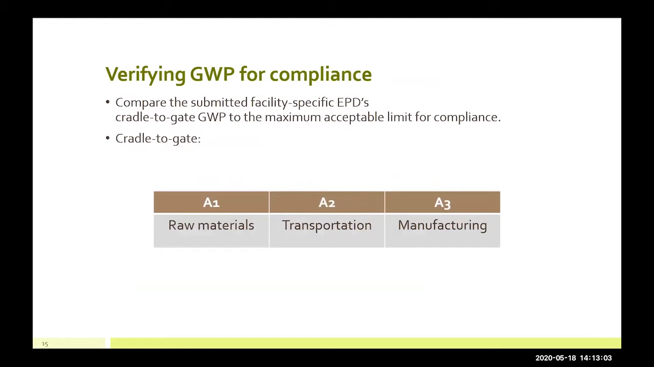So verifying GWP for compliance. What you want to do when you receive the EPD from the successful bidder is to compare the submitted facility-specific EPD's cradle-to-gate GWP value to the maximum acceptable limit for compliance. And cradle-to-gate, known in the EPD realm, is A1, A2, A3, with A1 being the collection of raw materials, A2 being the emissions generated from transporting the raw materials to the manufacturing site, and then A3, all the emissions that are coming out from manufacturing that construction material. Next slide.